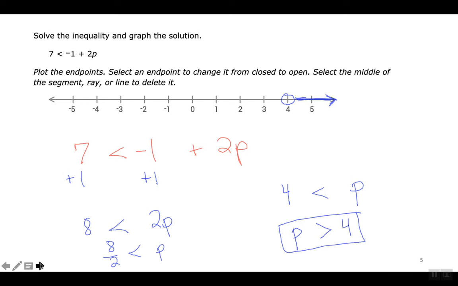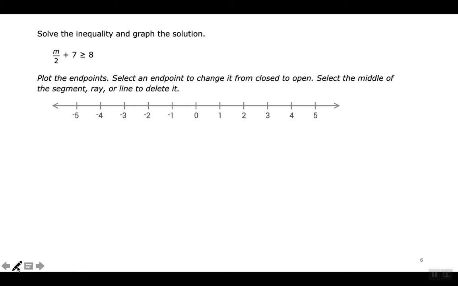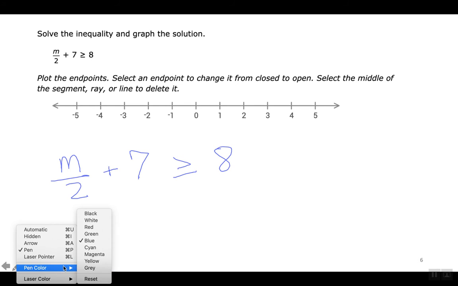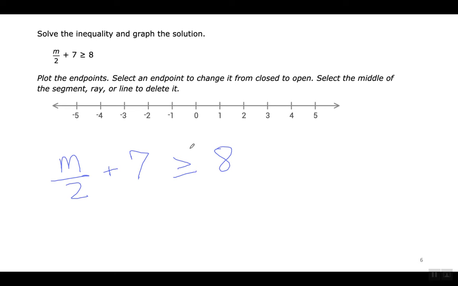Okay, next one. Another easy one where I want to get the m by itself. Okay, so first thing, the number that's with the variable, I'm going to move it last. So the first thing I'm going to get rid of is that 7 by subtracting 7 from both sides. 8 minus 7 is 1. All right, and I'm going to bring down the m divided by 2.